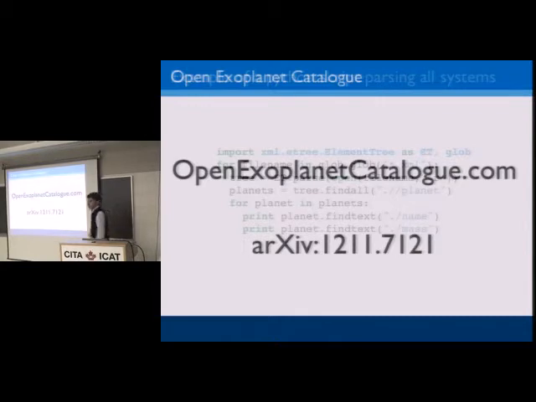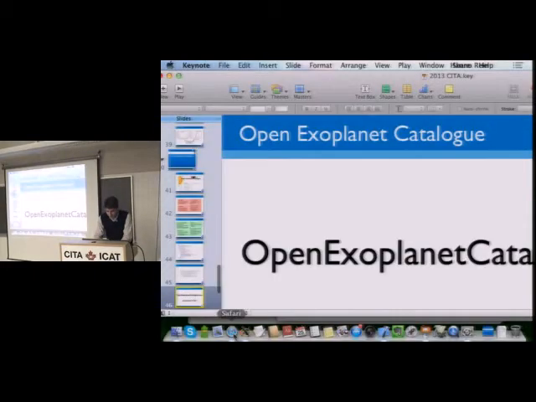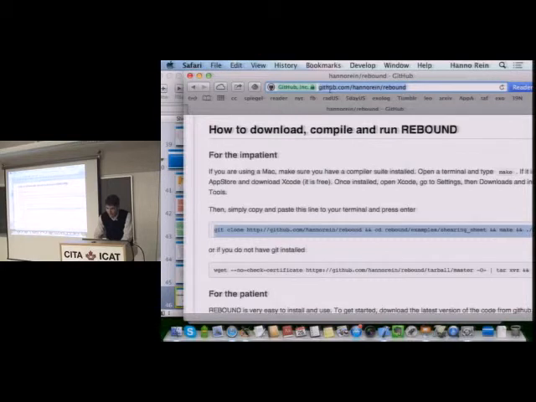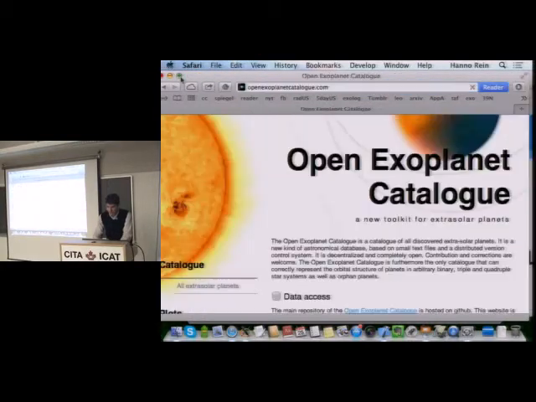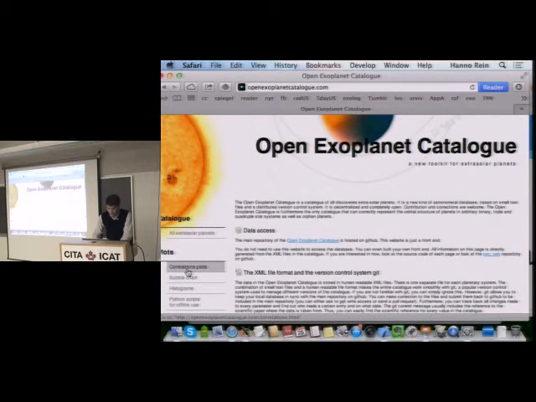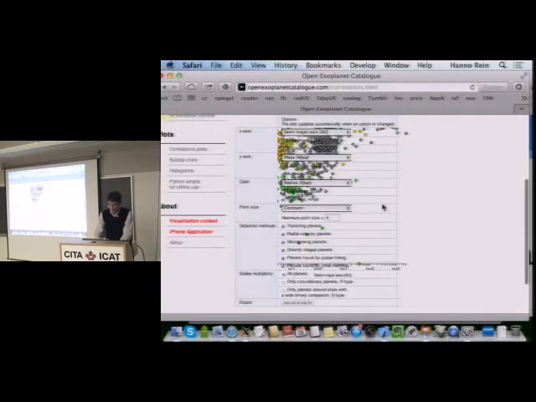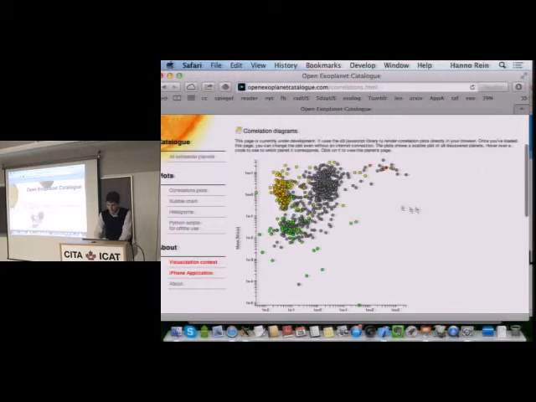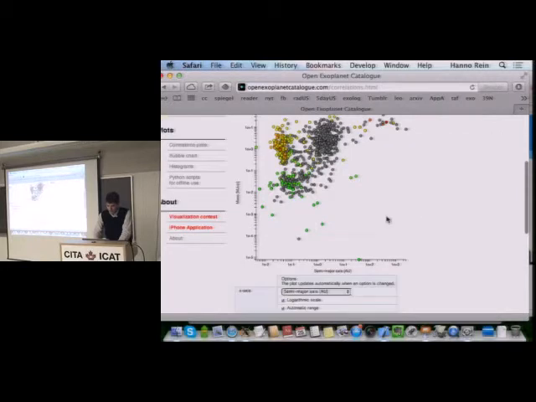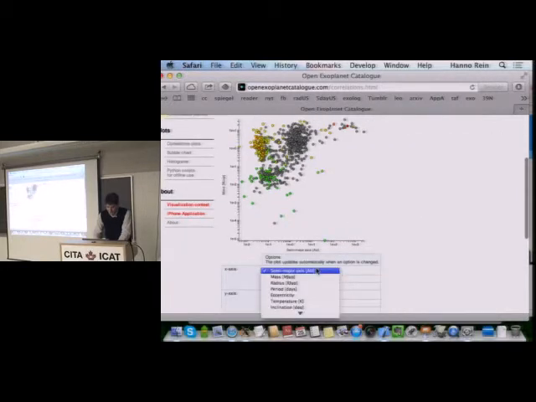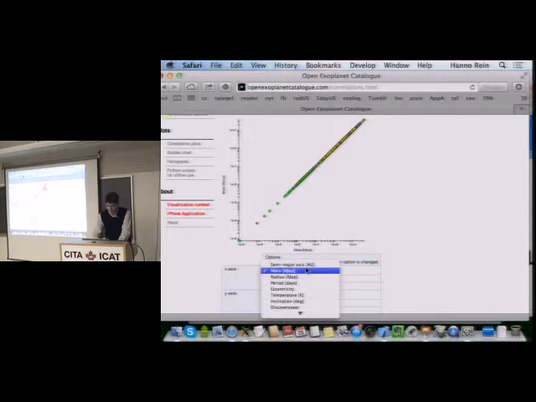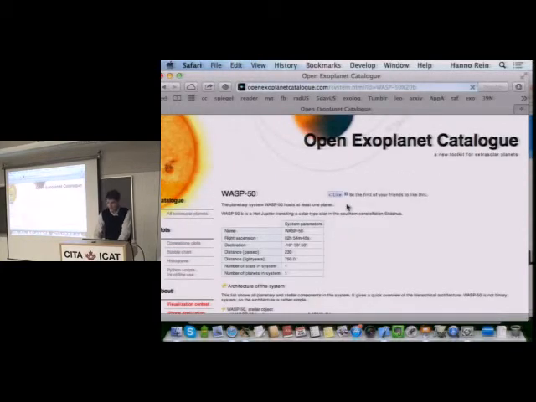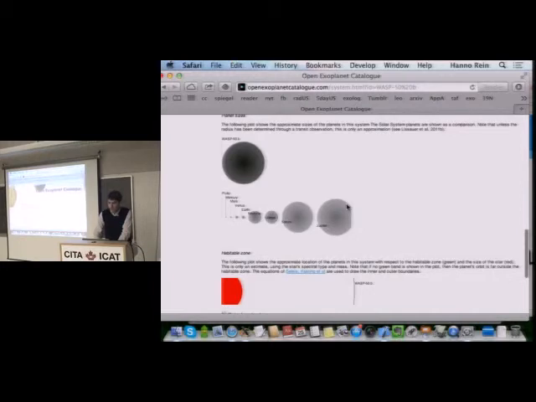Okay, so if you work on planets, go to the website and try it for yourself. The website is just the front end. This is important to keep in mind. This is how the website looks, and you can do a lot of things like plotting correlation diagrams and changing parameters. You can click on things and you get to the detailed page. But that's just the front end.